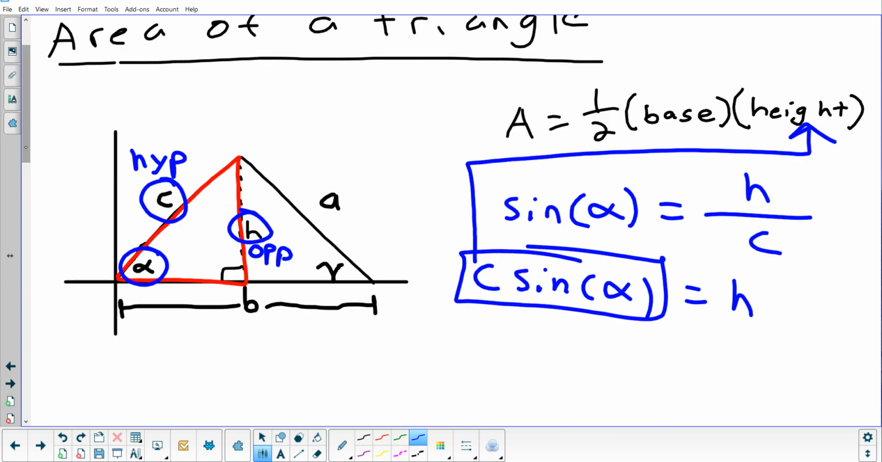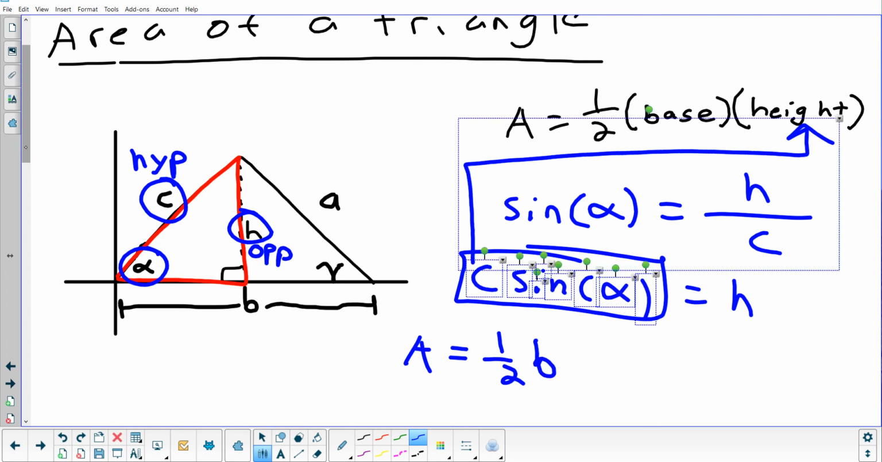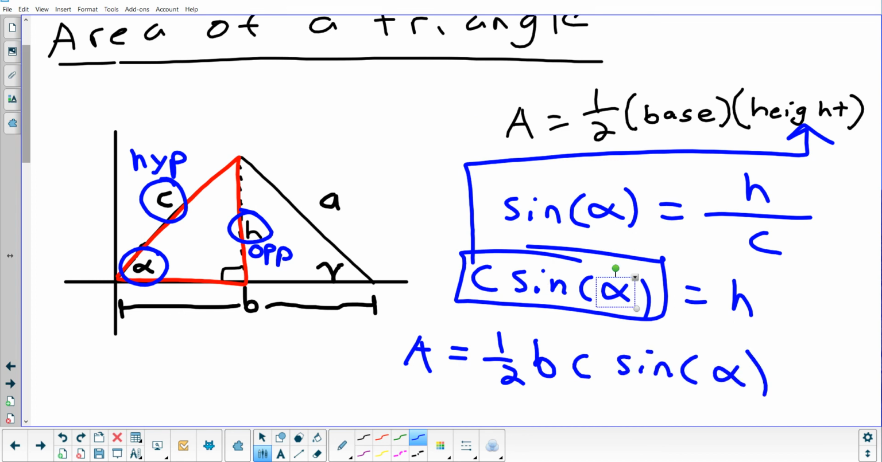Right? So let's write out what we have. Area equals 1/2 times the base times the height. C sine alpha. There you go. So there's another formula for the area of a triangle. 1/2 BC sine alpha.